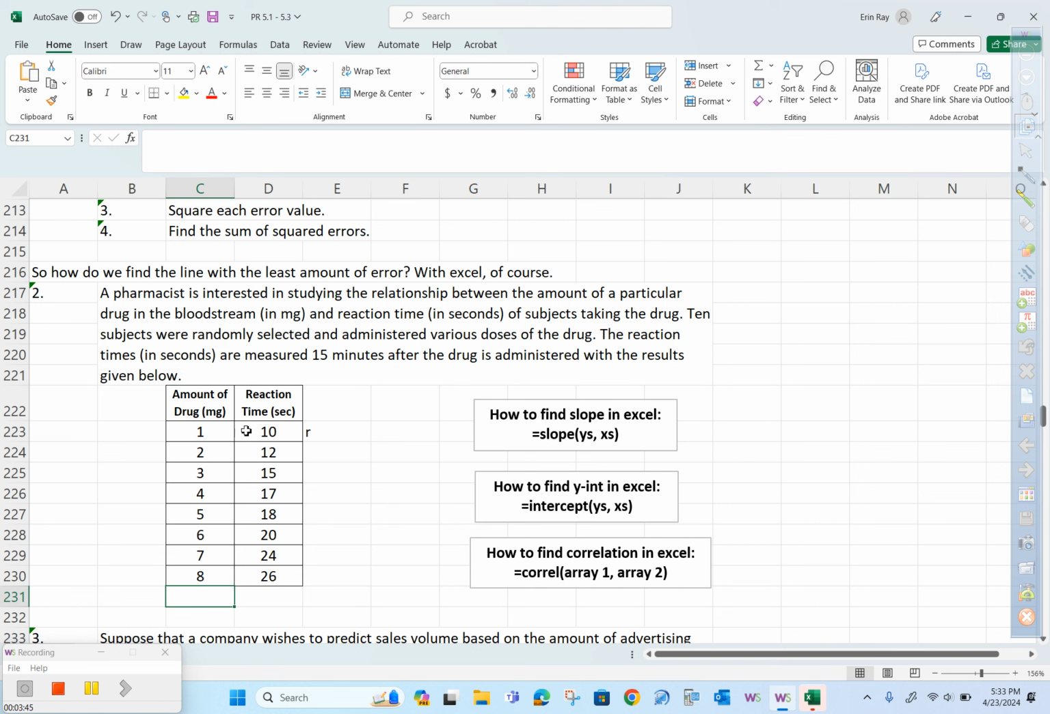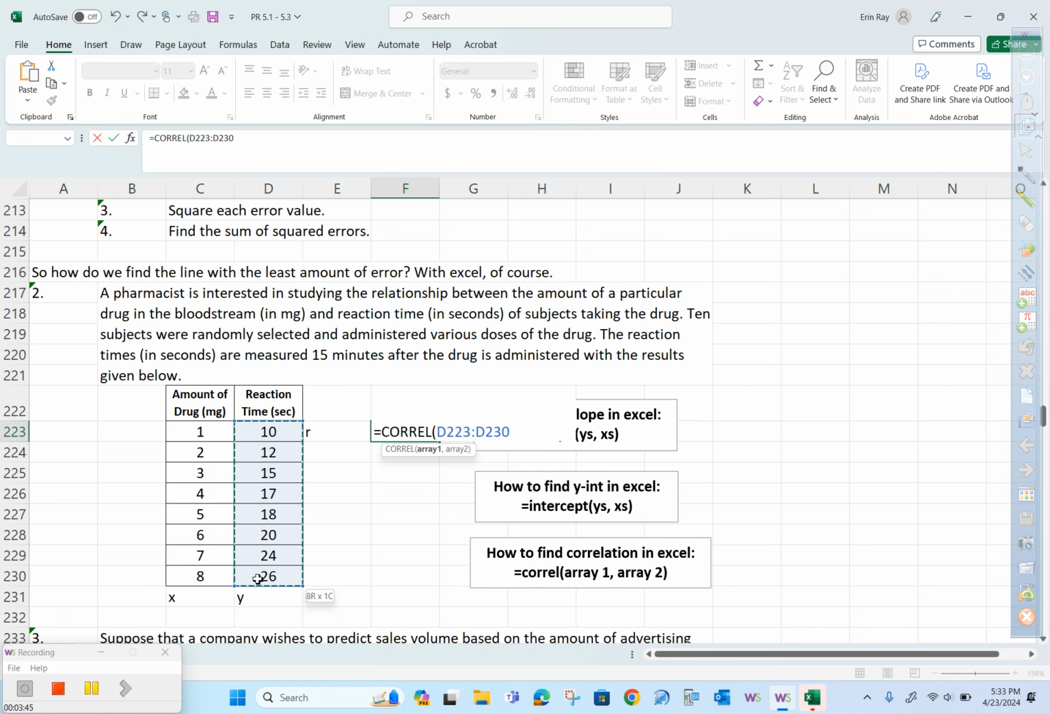So that would indicate we probably have a positive relationship here. X is going up, Y is doing the same thing. And the amount of drug would explain why the reaction time was responding the way it was. So X is independent or explanatory variable, and Y is our dependent or our response variable. And we can do equals correlation to find then the R value. So remember, order doesn't matter on this, but it will on the next thing. So I like to go Y first and then X.